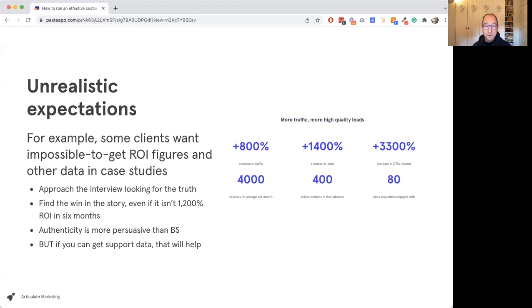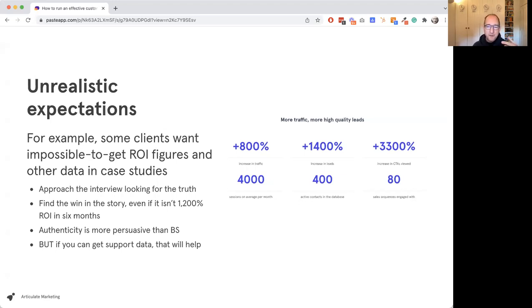And sometimes you can get the numbers, right? Sometimes they have them. Sometimes the outcome is really noticeable. Sometimes people have an intuition of what the numbers are. Like, well, yeah, we don't know the exact numbers, but it seems like it's doubled our lead generation rate.